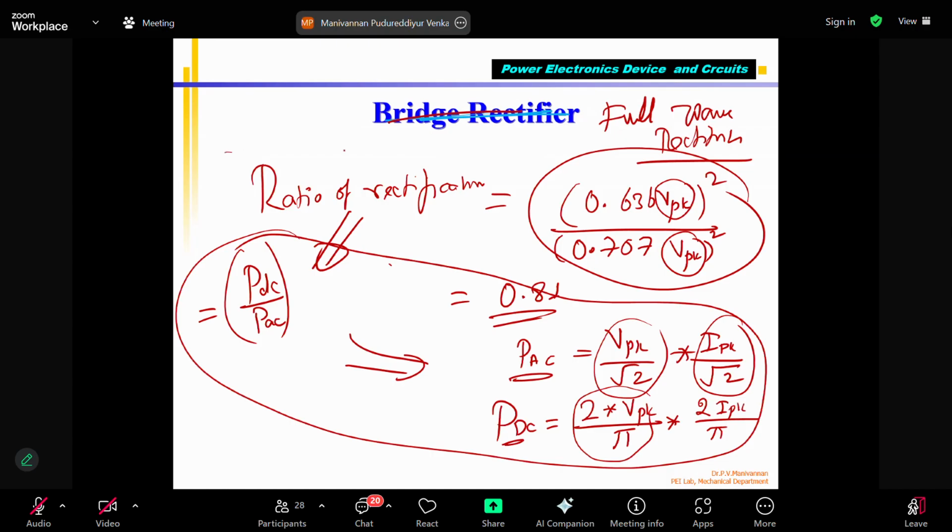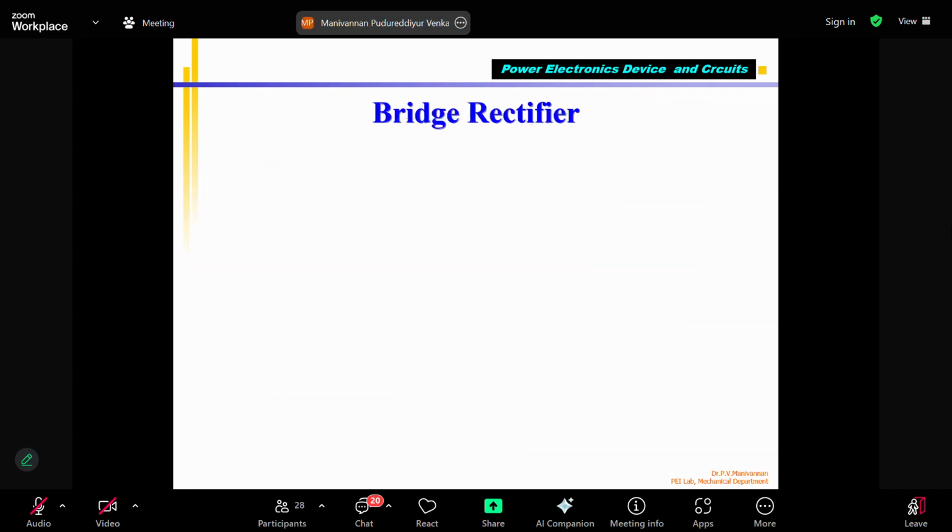Correct? The rectification ratio can be computed using the first formula or the second formula. Correct? This is my second formula, and this is the first formula. You can use any one of these. Using that you can compute depending upon what parameter I am giving. Correct. So please read the question paper carefully, understand it, and then answer. Okay. Then the last thing will be what you call the peak inverse voltage.